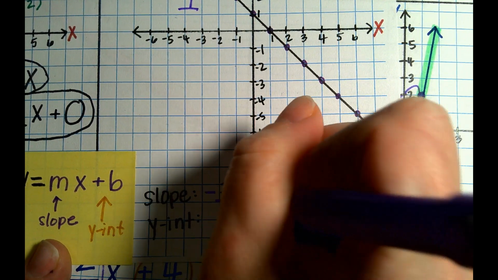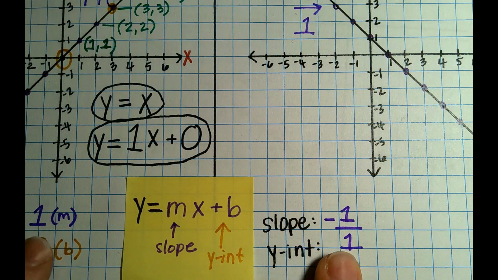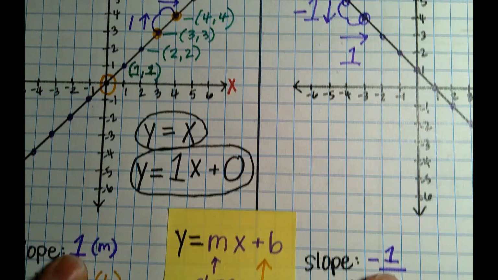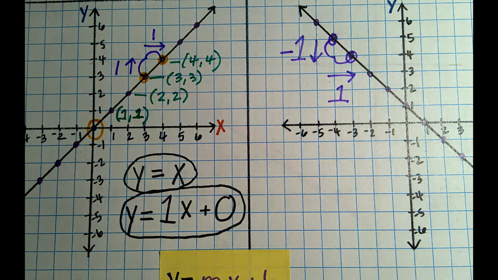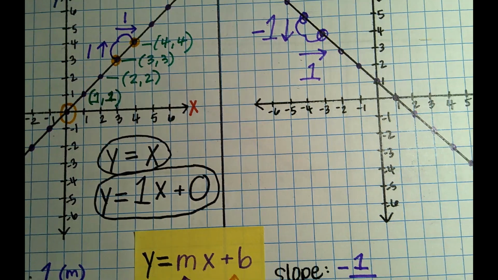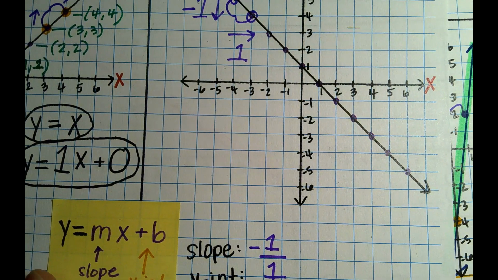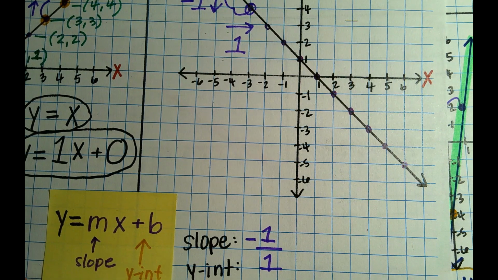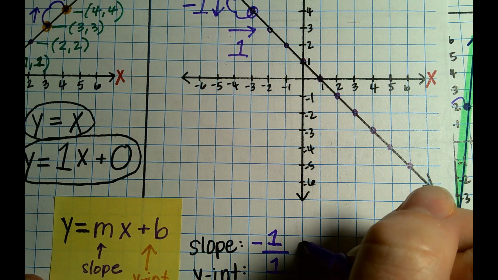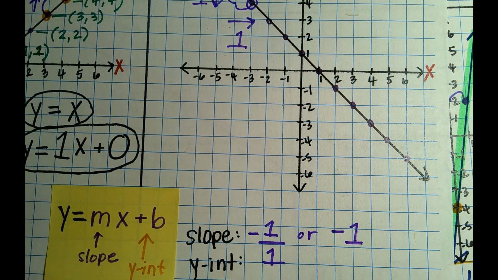Yes, it does. Because guess what? If both of these had the same slope, if they were both 1, they would both be looking exactly the same. They have different slopes. That's why they're going in different directions. So, exactly. So our slope is negative 1 over 1. We could also write this as just negative 1. The same thing.